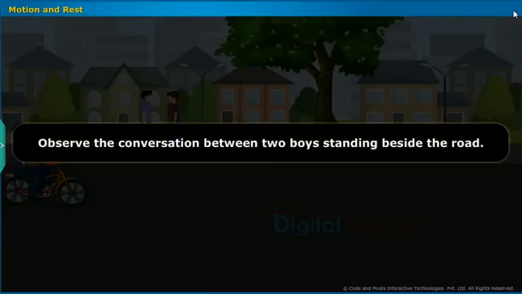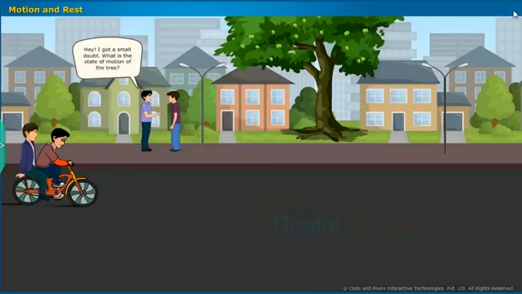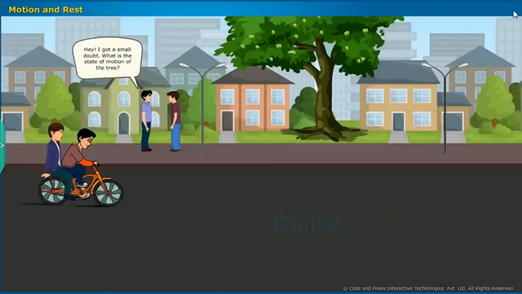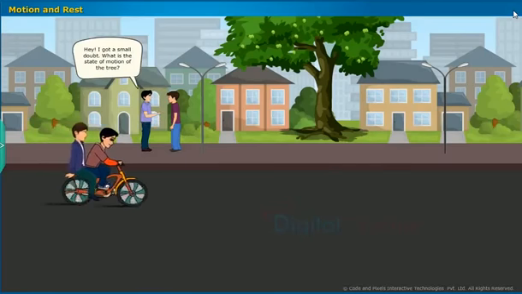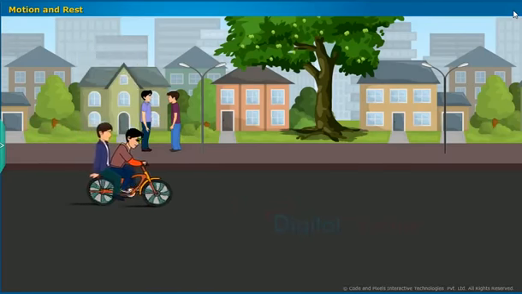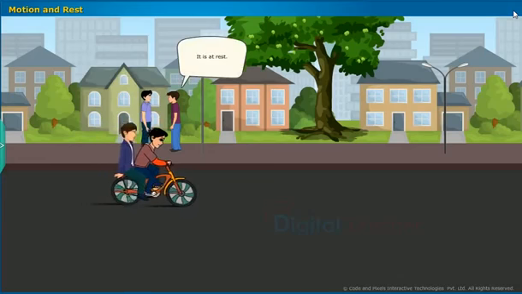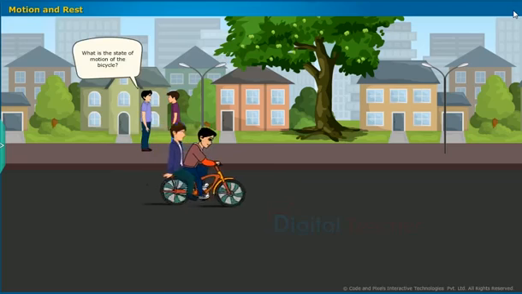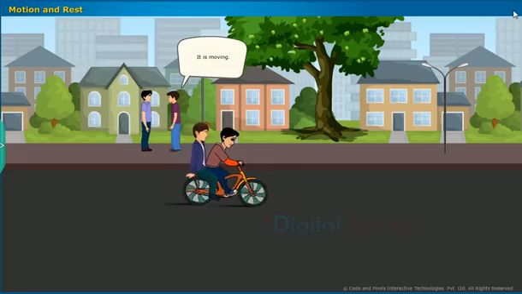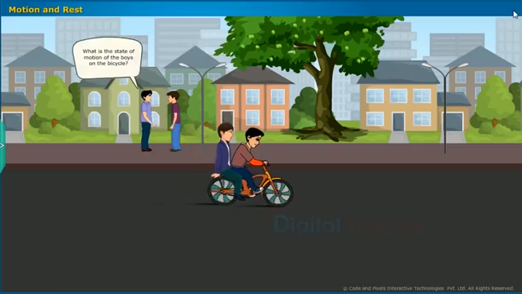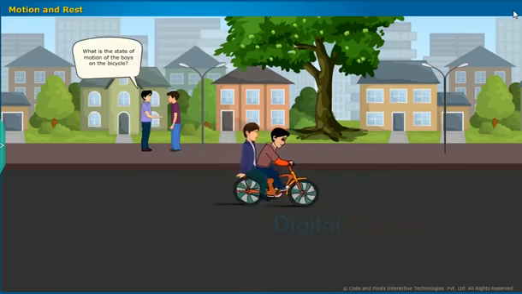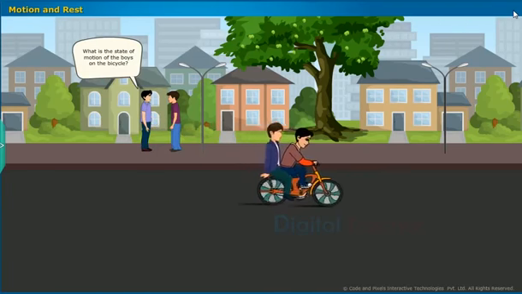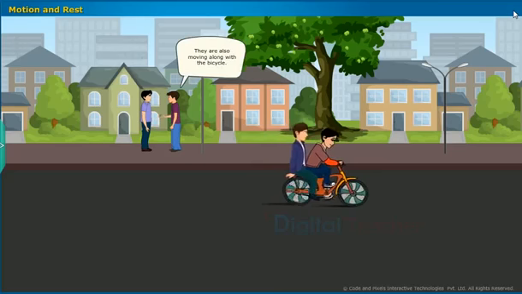Observe the conversation between two boys standing beside the road. Hey, I got a small doubt. What is the state of motion of the tree? It is at rest. What is the state of motion of the bicycle? It is moving. What is the state of motion of the boys on the bicycle? They are also moving along with the bicycle.